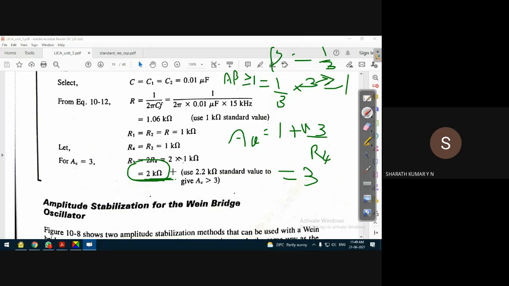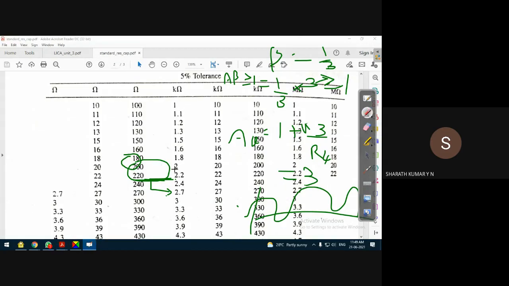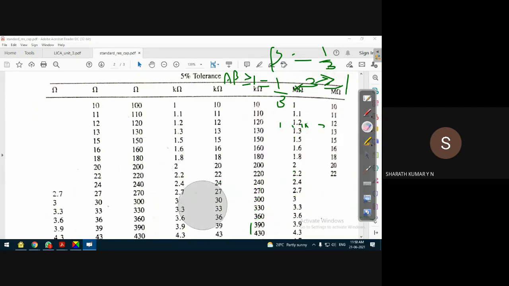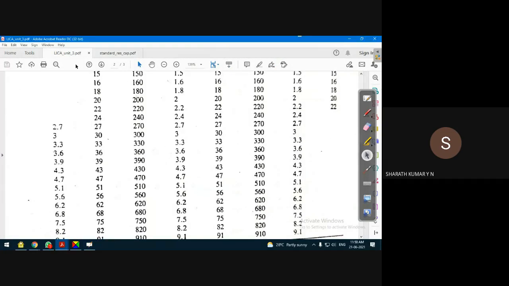It is a trial and error method, of course. So take 2 kilo ohm. If it results in sustained oscillations, fine. If not, then we have to raise the value of R3. According to the standard resistor table, the next higher standard value is 2.2 kilo ohms. So select 2.2 kilo ohm for the resistor R3.